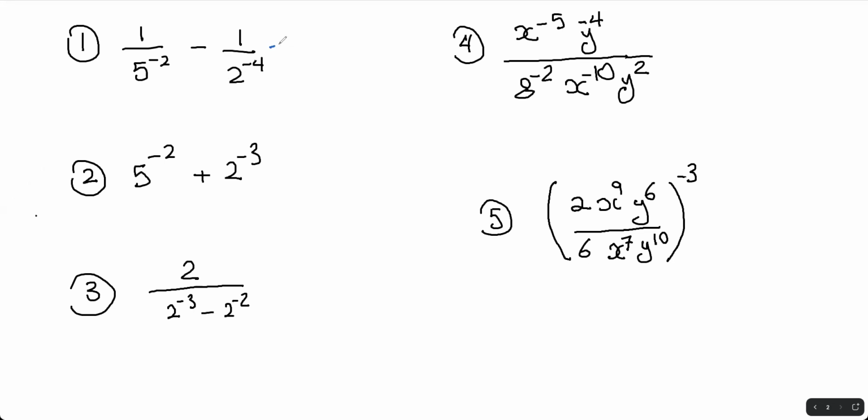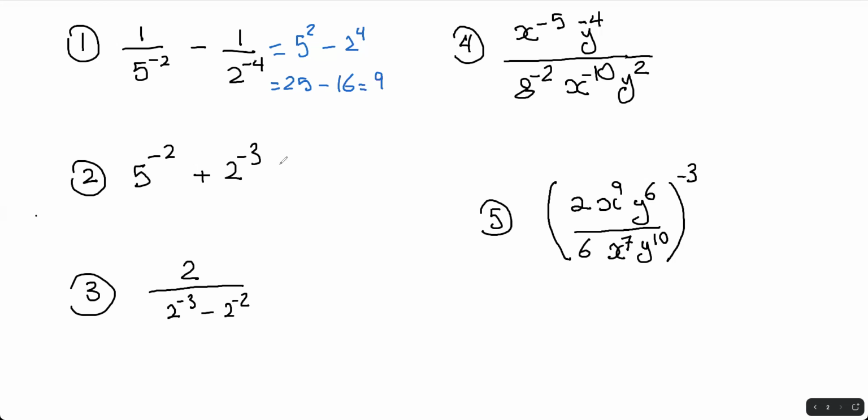So for the first one, it's very simple. As we said earlier, you flip this, you make the exponent positive. So this will be 5 squared minus 2 to the power of 4, which equals 25. And 2 to the power of 4 is 2 times 2 is 4 times 2 is 8 times 2 is 16. So you multiply 4 2s together, that gives you 16. 25 minus 16 is 9.